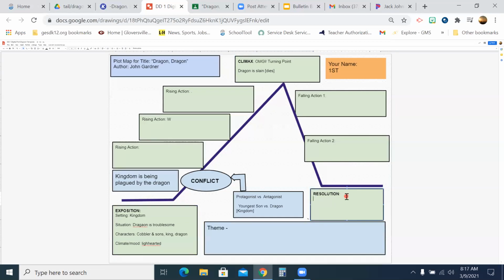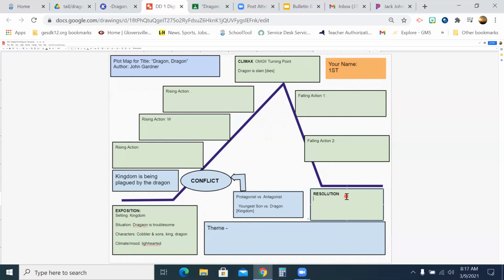What's the solution to the problem? Is the kingdom plagued anymore by the dragon after he's dead? No. Okay, so what's the solution? What's the kingdom like at the end of the story? Better. Back to normal. Well, give me a little more.